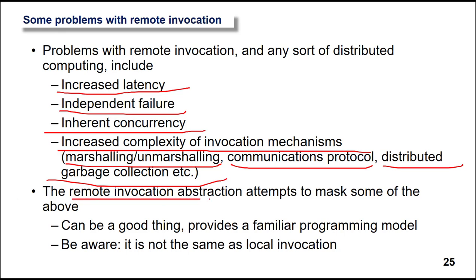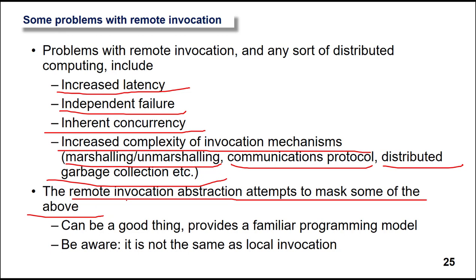So the remote invocation abstraction attempts to mask some of the above. If it's a well-designed middleware, so RMI is a fairly simple middleware, but there are more sophisticated middlewares out there, for example J2EE, which provides a lot of services and masks a lot of these problems. All you have to do is know about the right interfaces and the right annotations, and a lot of this stuff is resolved for you in the background, and you don't really need to worry about it too much as a programmer.